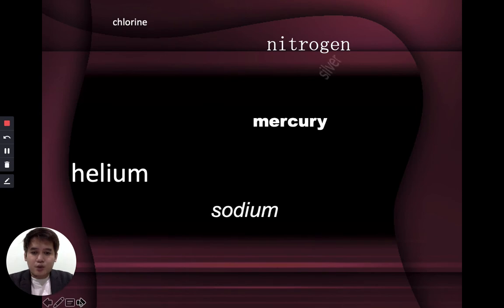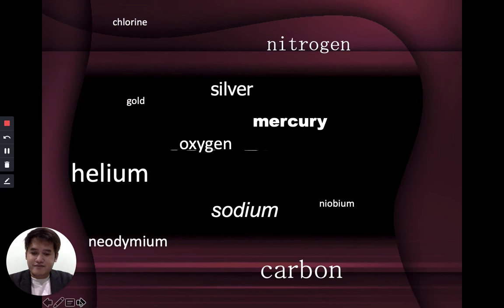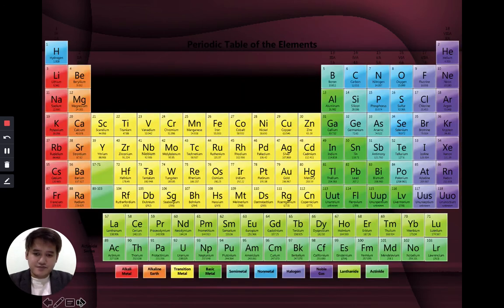Now, there are 118 elements that have been identified and have found their place in the periodic table. Most of them are naturally occurring, while some of them are man-made. And then the periodic table arranges those elements according to increasing atomic number, or increasing number of protons.